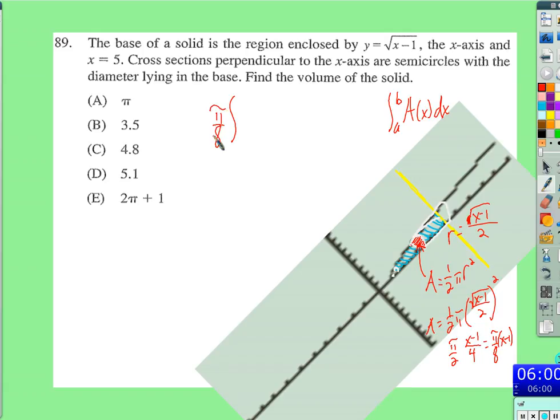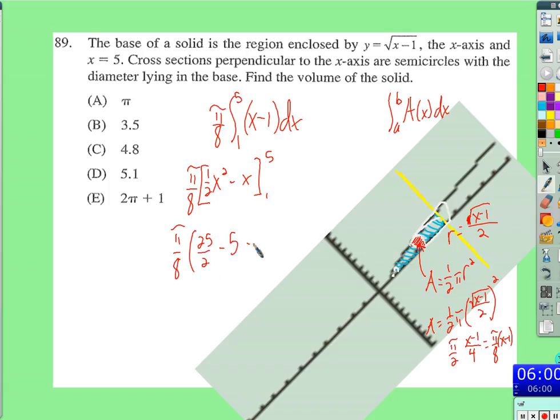We'll take the pi over 8 constant multiple outside, and get the integral of x minus 1. So we just need to know the limits: 1 to 5. The antiderivative is 1/2 x squared minus x. Evaluate at 5, f of b minus f of a, and plug in 1.